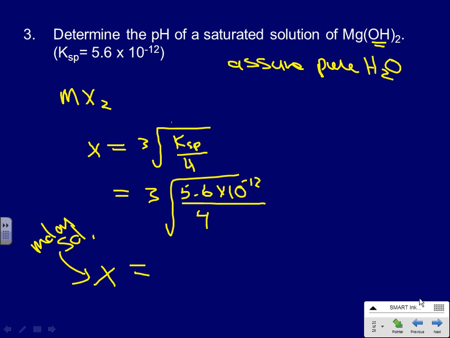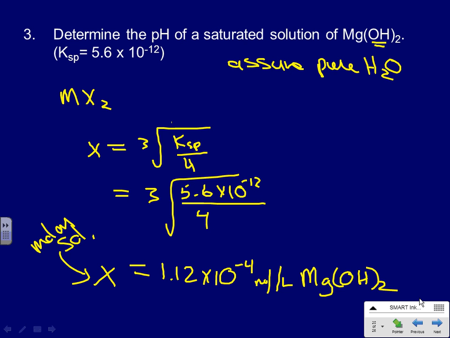Taking a cubed root, I'm going to take that negative 12 and divide it by 3, so we're looking at the negative 4 area. Yeah, Kristen, what do you got? 10 to the negative 4. Negative 4. And that's moles per liter. And that's moles per liter of Mg(OH)2 that can dissolve. So that many moles of Mg(OH)2 broke apart.